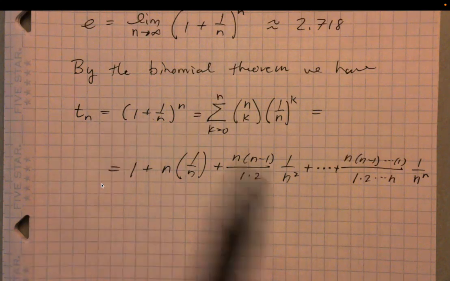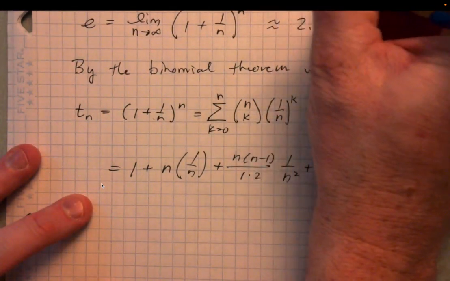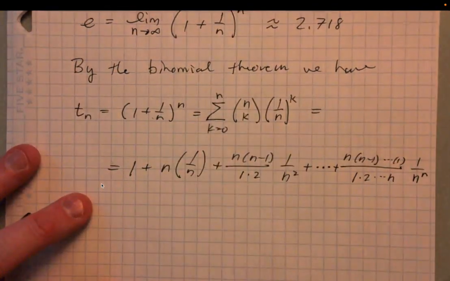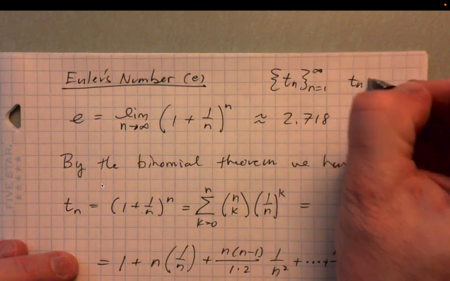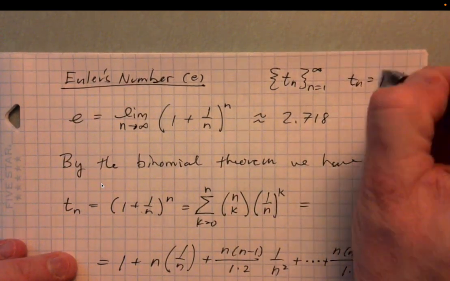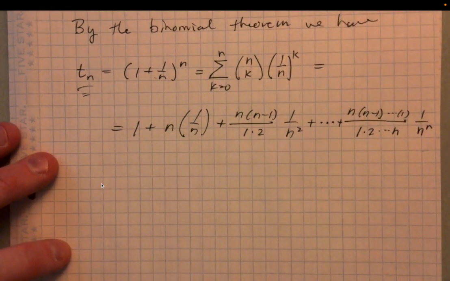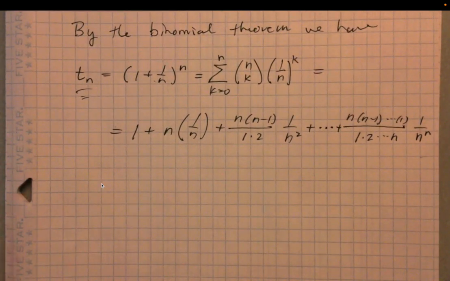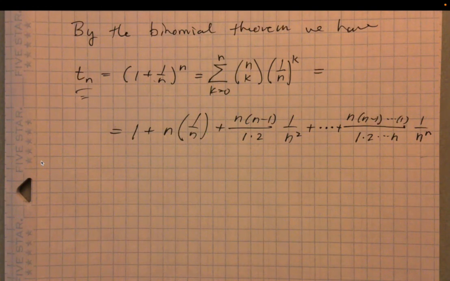Okay, and so remember, this is the nth term of a sequence T sub n. We're considering this sequence T sub n, where T sub n is equal to 1 plus 1 over n to the nth power. That was probably obvious, but I think I might have failed to introduce it. So let's just expand this nth term of the sequence using the binomial theorem. All right, and when we do that, we get this.